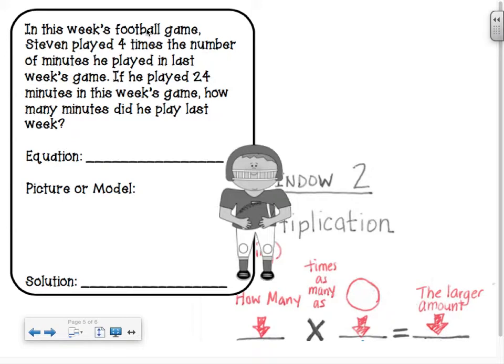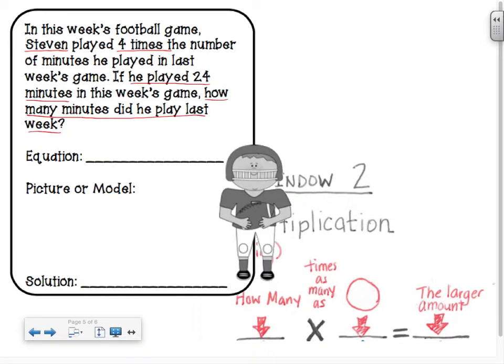In this week's football game, this is important, Stephen 4 times the number of minutes he played in last week's game. He played 24 minutes. How many minutes did he play last week? So we're underlining how many minutes did he play last week.